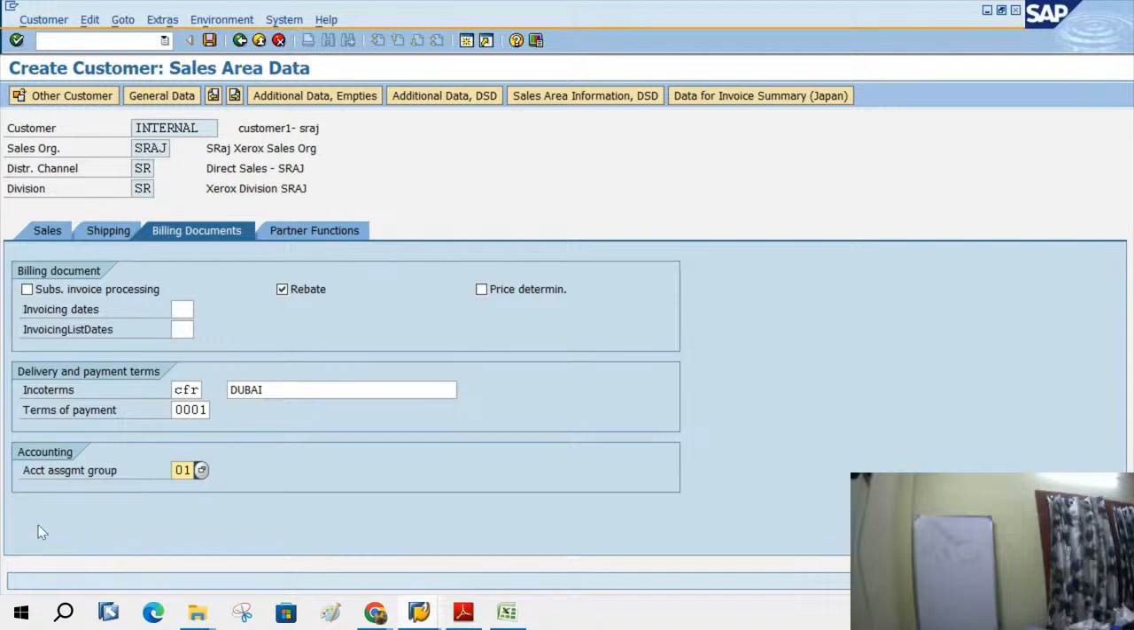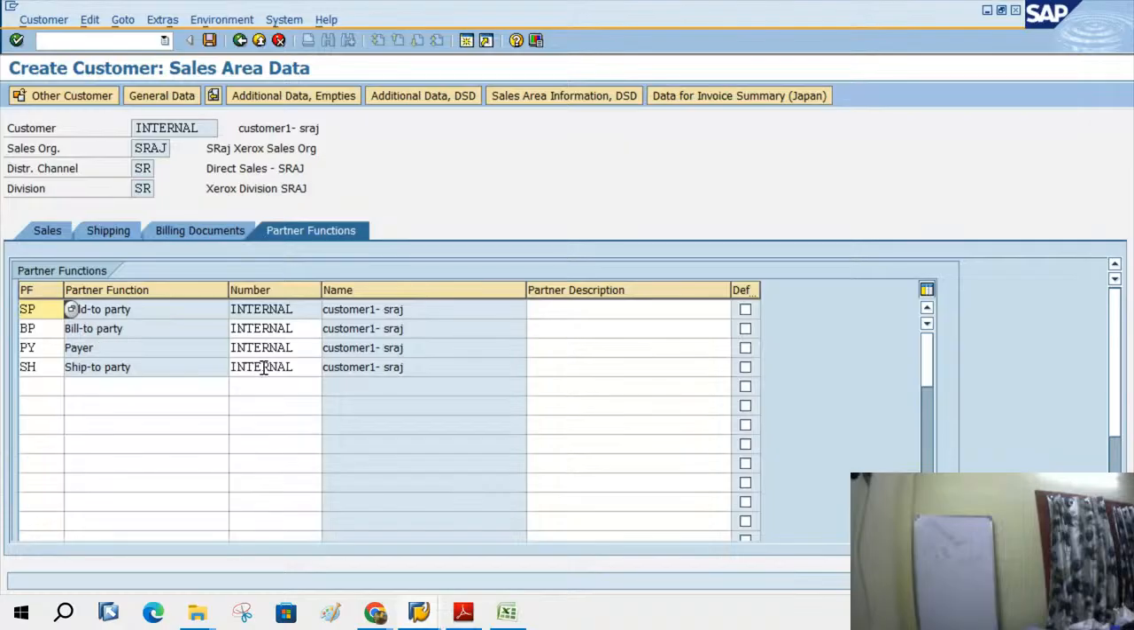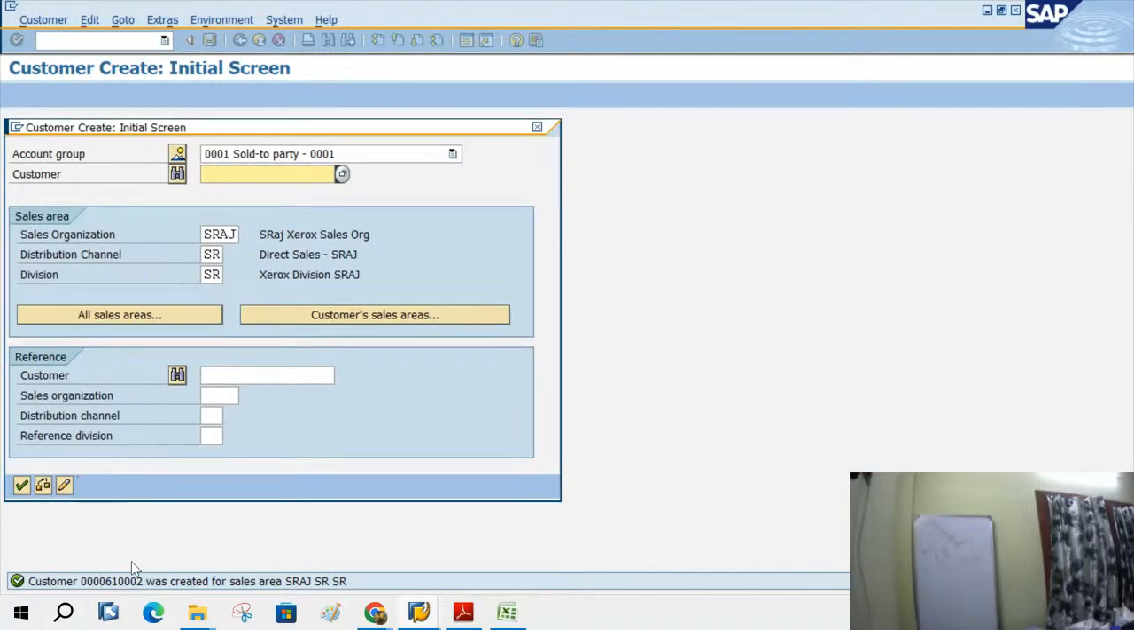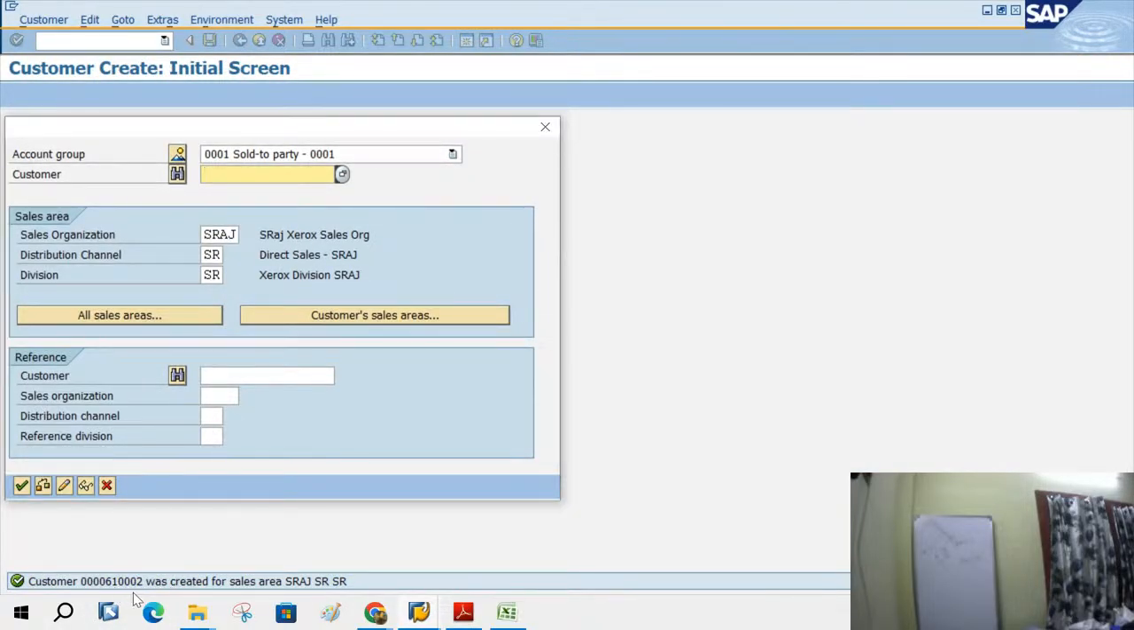And now you see your partner function SPSH BPPY has come. Correct? Now I am able to save the thing. Now 610002, and put it to me. Am I clear? Meaning VD01, the total consultant work you have done, and then you have done your end user work also. Clear?